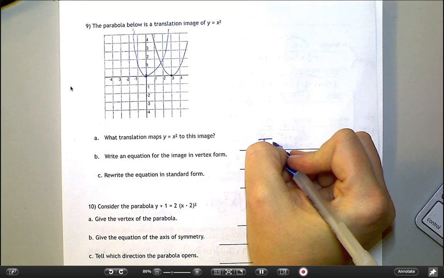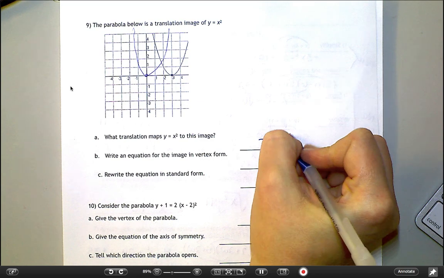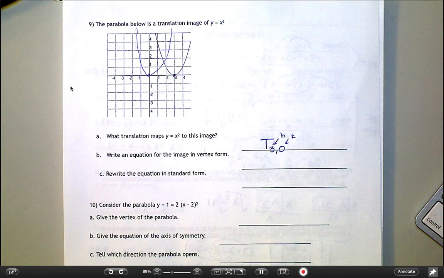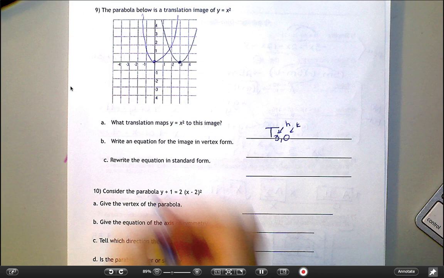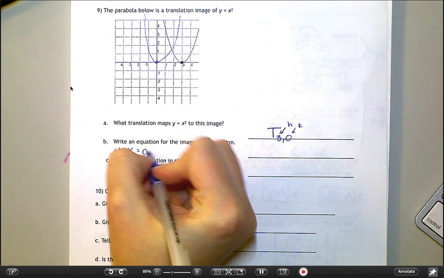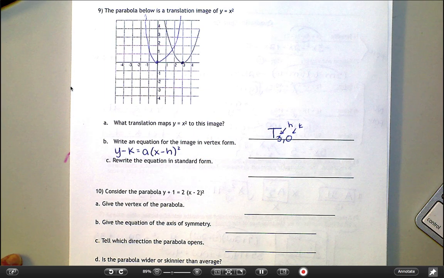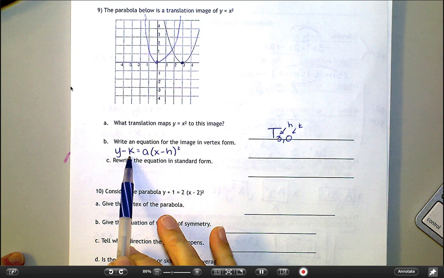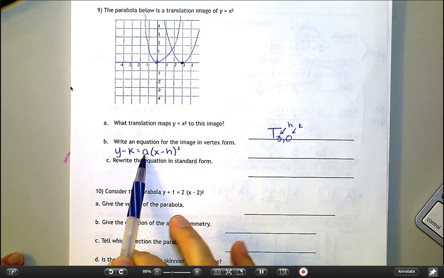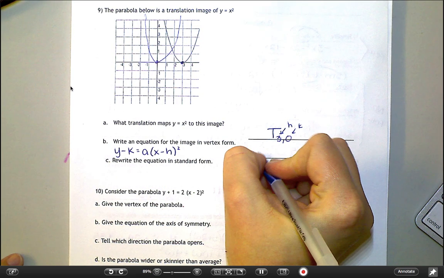Now, this really gives us your h and your k, because that (3, 0) is really telling you where the vertex of the parabola is. So in the next question where it says rewrite it in vertex form, I do need to remember what vertex form looks like: y minus k equals a times (x minus h) squared. I can now plug in my h and my k, and then also my a value. We'll talk about our a value when we get there. But we have h and k here. So this is going to look like this.